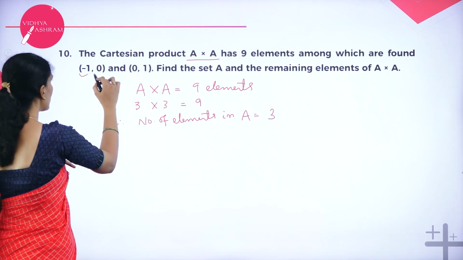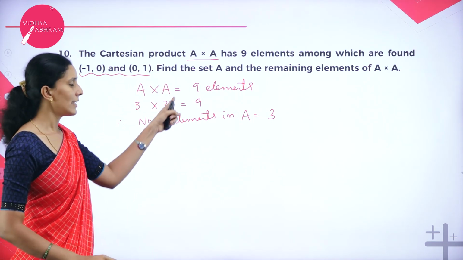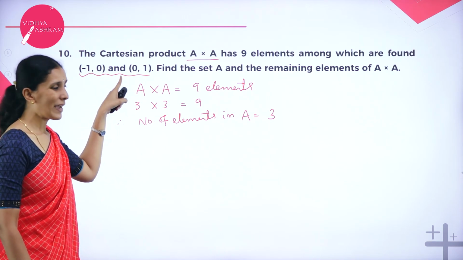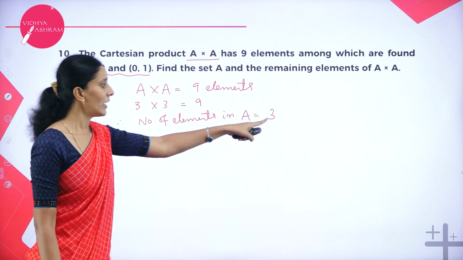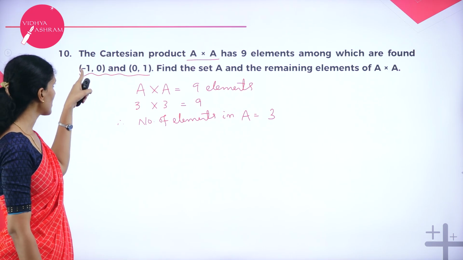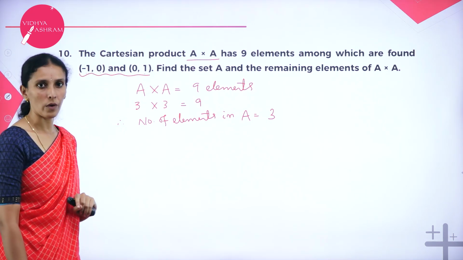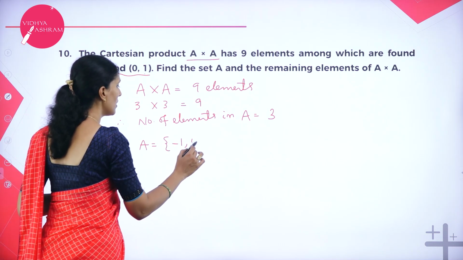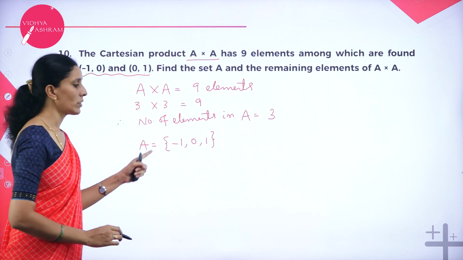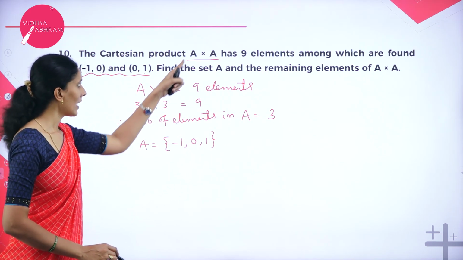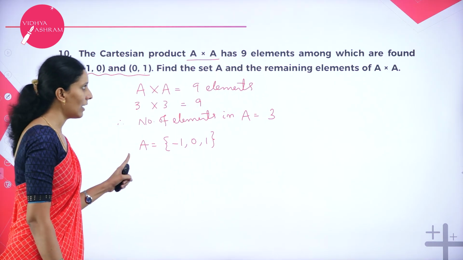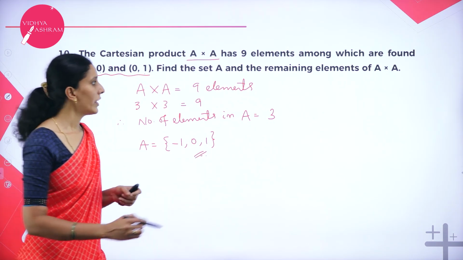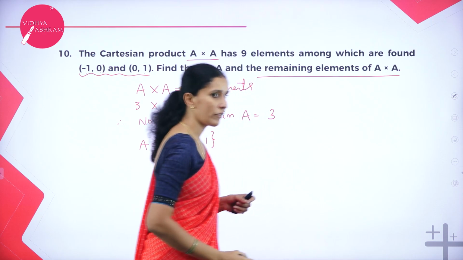And they have given these two as ordered pairs. So in the set A cross A, you have the two elements (-1, 0). By seeing this only, we can see 3 different elements it contains: one is -1, another is 0, and another one is 1. So what is the set A? The elements are -1, 0, 1. Since A contains 3 elements, A cross A must have 9 elements, and the elements of A are -1, 0 and 1. Also, they have asked you to find the remaining elements of A cross A.